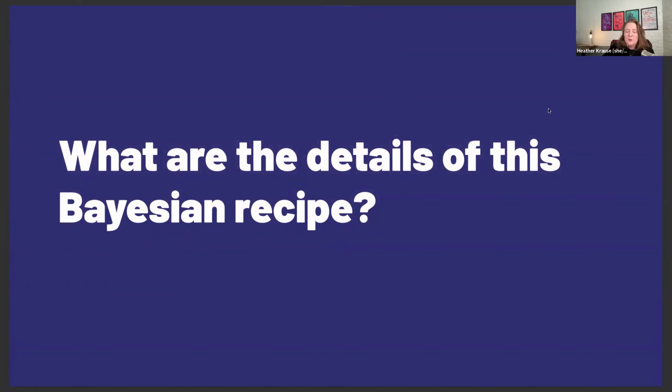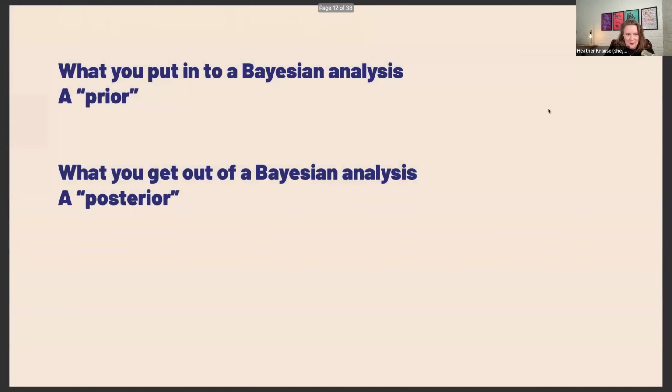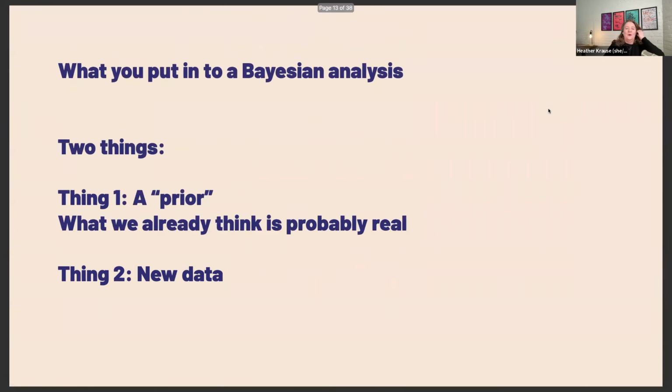So let's get a little more specific about the details of the Bayesian recipe. Assumptions plus data is in the chat. That's an extremely good way to frame it. So what are some of the more technical details? What you put into a Bayesian analysis is something that most people call a prior. And what you get out of a Bayesian analysis is what some people call a posterior. What you actually put into a Bayesian analysis is a prior, which is a synonym for what we think is already probably real. And then, of course, you combine it with a second thing, which is new data. So what goes into a Bayesian analysis is a prior plus data.